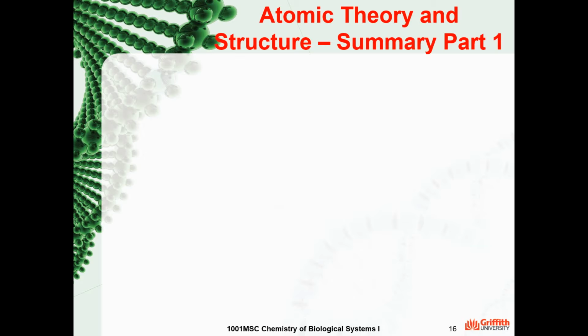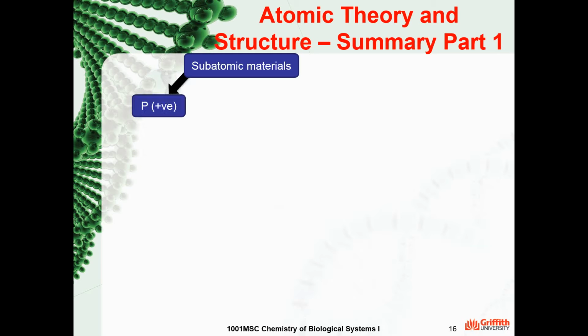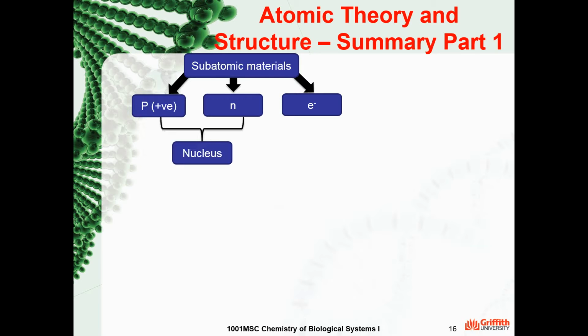Let's summarize module 3. In the first video, we covered the subatomic materials and said that there are 3 types of subatomic particles: protons, which are positively charged, neutrons, which are neutral, and electrons, which are negatively charged. We also mentioned that according to the Rutherford model, these particles are arranged in a certain way inside atoms. So we find the neutrons and protons in the nucleus, and the electrons are circling around it.